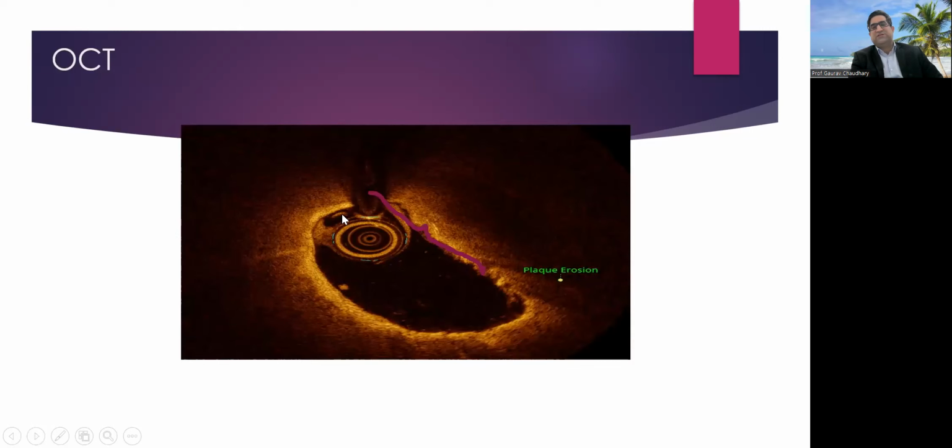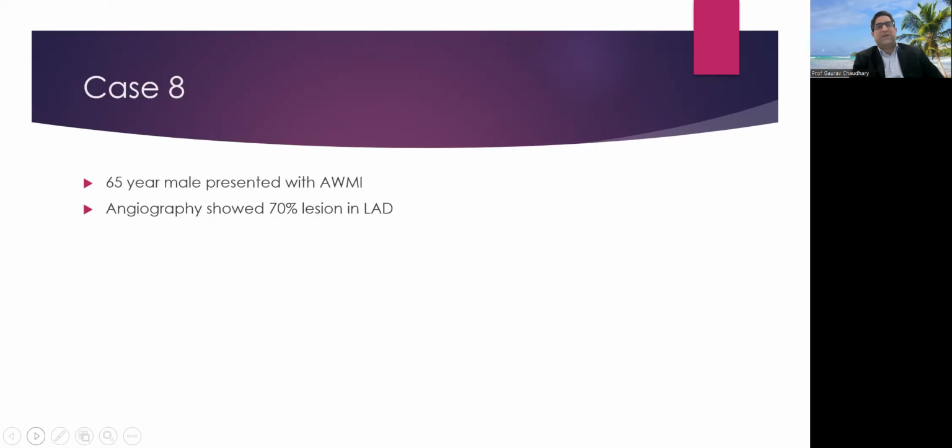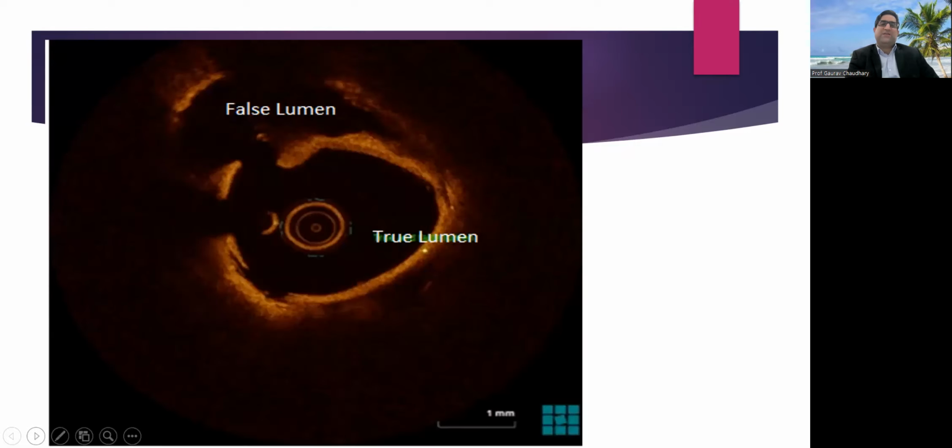So this is how the OCT looks. On the right side we can see the intima is smooth. On the left side we could see there is an intimal disruption actually. So this is basically plaque erosion, and it is associated with the white thrombus mainly. Case number 8, 65-year-old male presented with ventricular MI, angiogram showed 70.